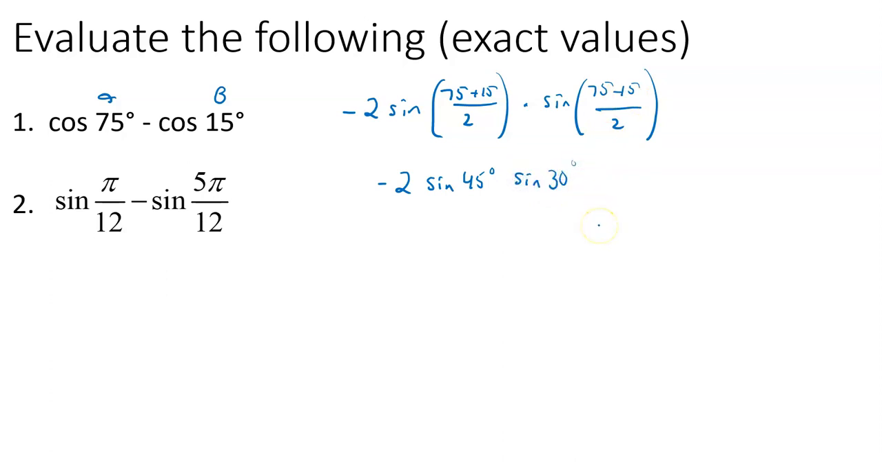And now we've got ourselves nice unit circle trig numbers. So sine of 45, square root of 2 over 2. Sine of 30, 1/2. So this gives me negative square root of 2 over 2. And there's my answer.